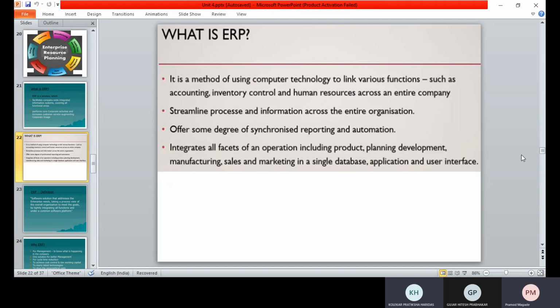Okay. Yes, you can write down these 4 points. It is related to computer technology. Second thing, streamline the process. Third thing, synchronized reporting and automation within less time. And fourth thing, it touches all the parameters of the company within a single click.